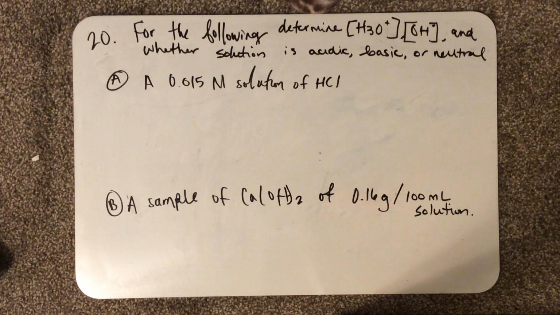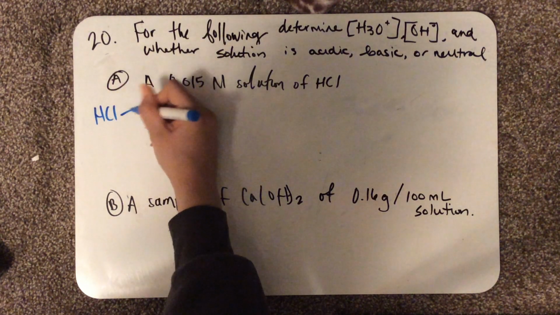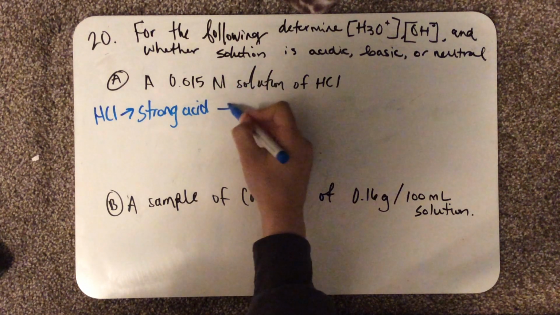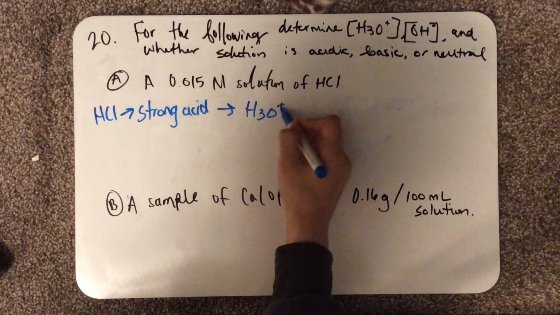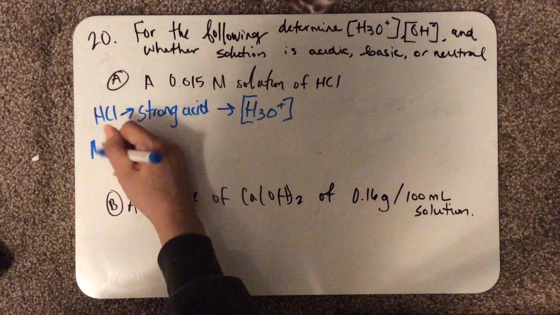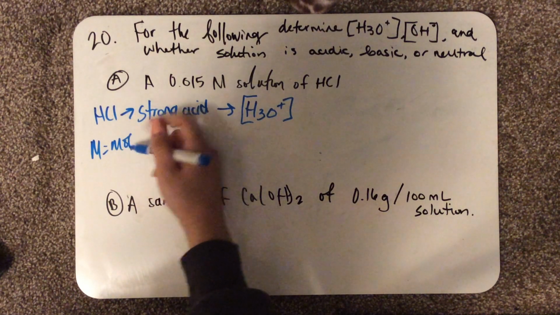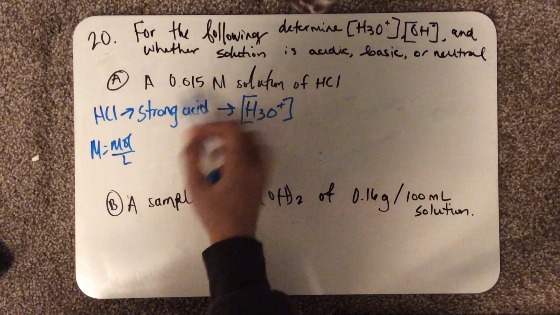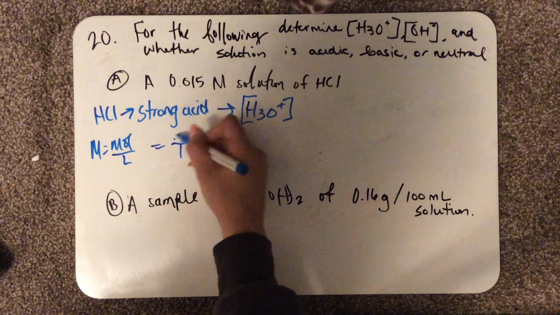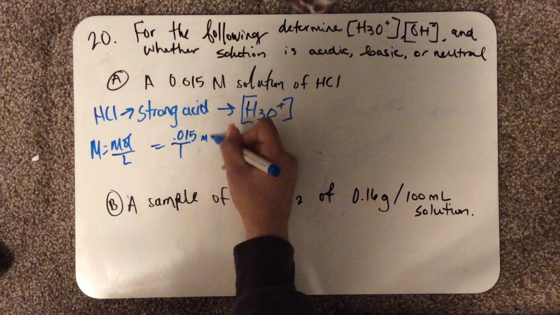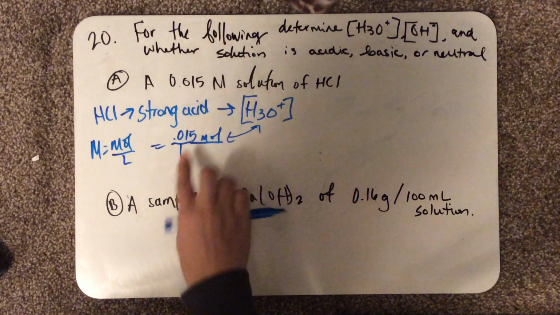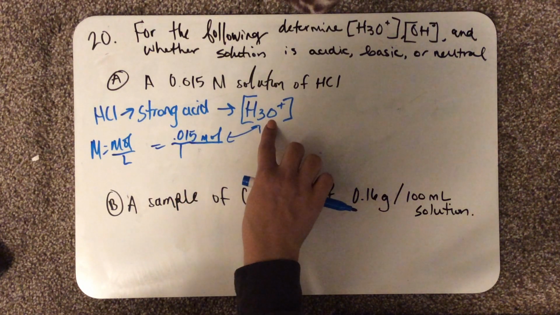So what we can take away from this is that HCl is a strong acid, which we should have memorized. So acid is going to give us the concentration of this. Again, big M is moles over liters, and so we're given its big M, so we can assume that liters equals 1 and that 0.015 equals moles. And so now we have the concentration of acid from this.